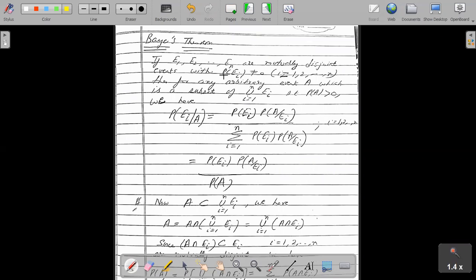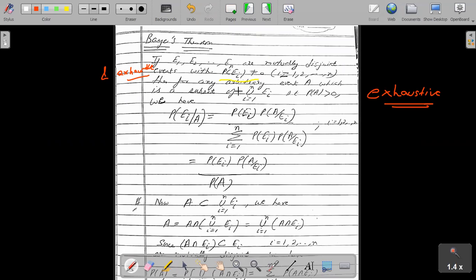Sorry. With probability of Ei not equal to 0, right? Here you can add one word. If E1, E2, so on up to En are mutually disjoint and exhaustive. So this word is important, exhaustive. So if E1, E2, En are mutually disjoint and exhaustive, right? So somewhere please write this word, and in your book it might be given. So if E1, E2, En are mutually disjoint and exhaustive events with probability of Ei not equal to 0.